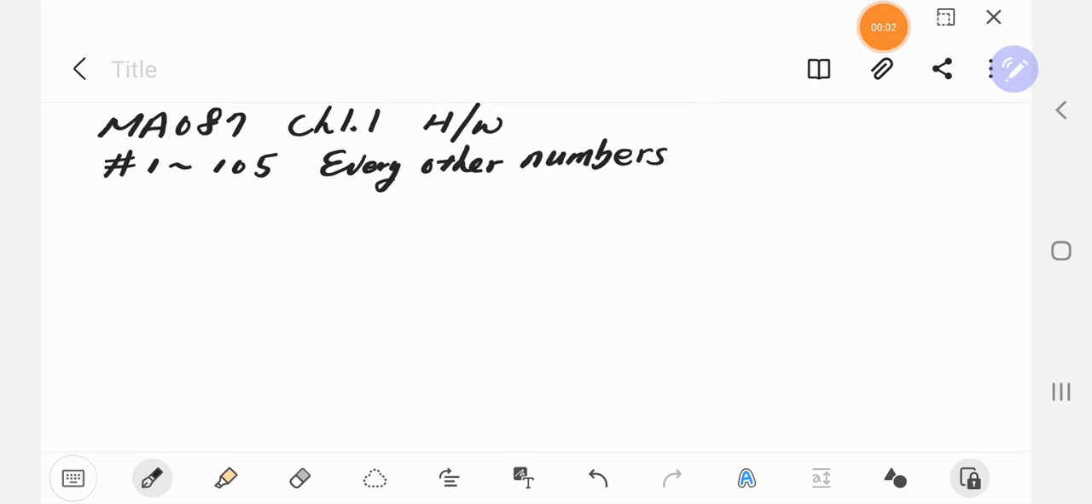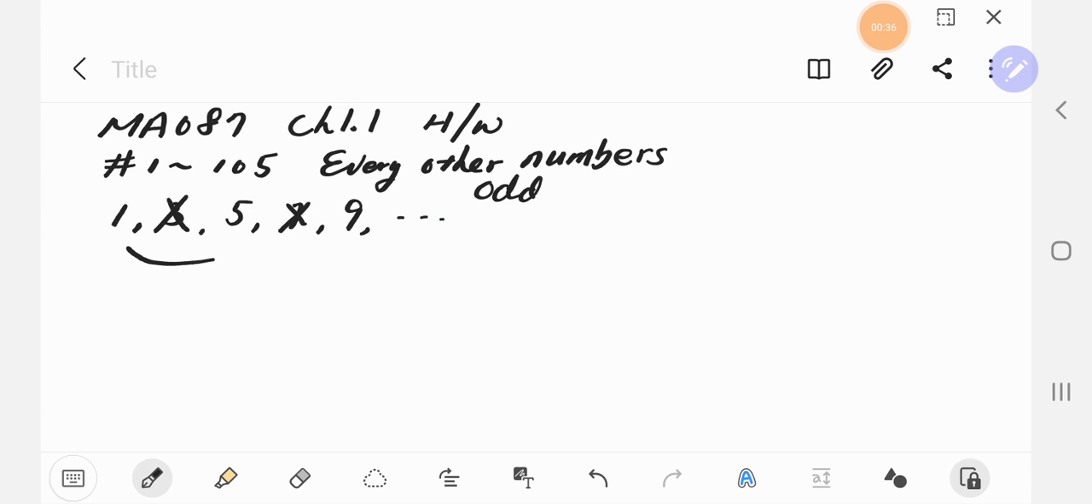Okay, chapter 1.1 homework. For this homework, we will do the exercise numbers starting from 1 all the way up to 105. But we're going to do every other odd number. So since we're starting from number 1, we will do number 1, skip the next odd, and do the next odd number. And then skip the next one and do the next one, and so on.